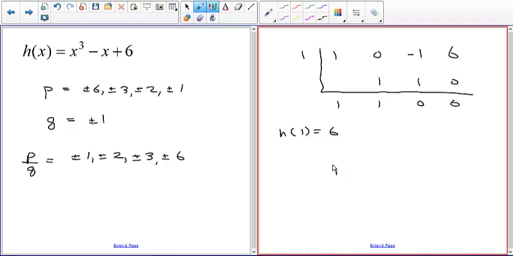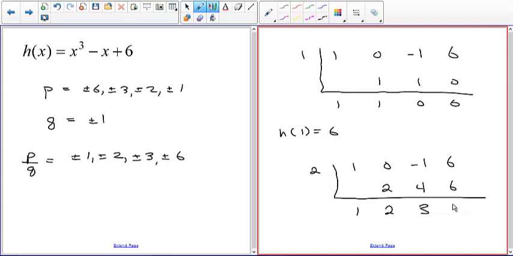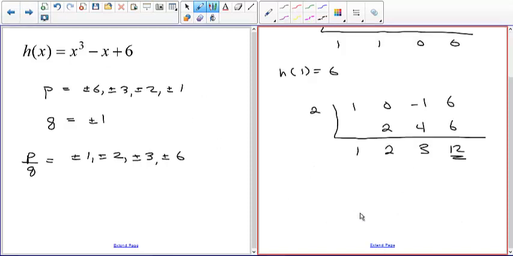So let's try x equals 2. See what happens. 2, 1, 0, minus 1, 6. So we bring 1 down. 2 times 1 is 2. 0 plus 2 is 2. 2 times 2 is 4. Negative 1 plus 4 is 3. 2 times 3 is 6. 12. Okay, so it's going in the opposite direction. Make sure I did all that right. Bring that down. This multiplied by that. Add those together. Multiply that by that. That's good. Okay. So that means I should probably try negative 1.